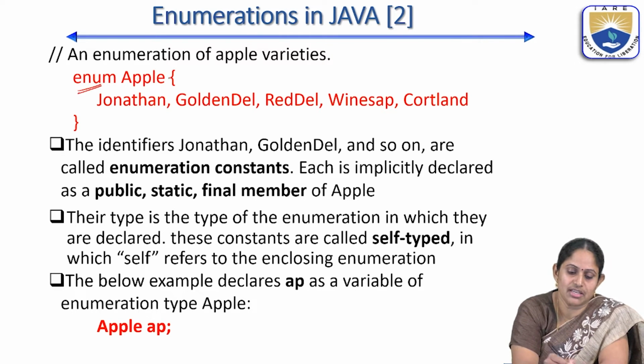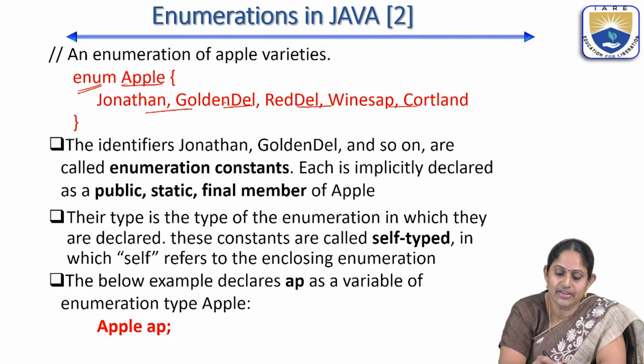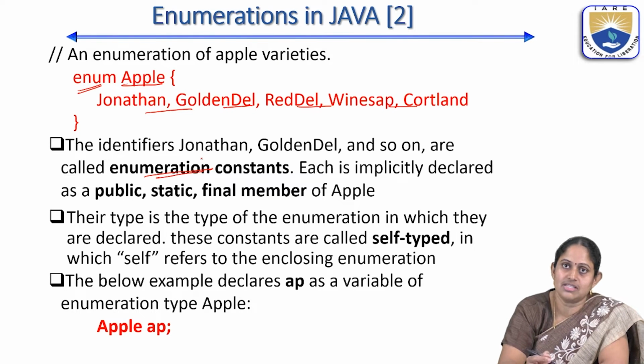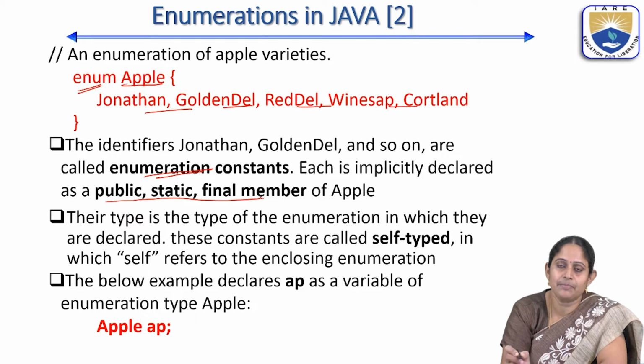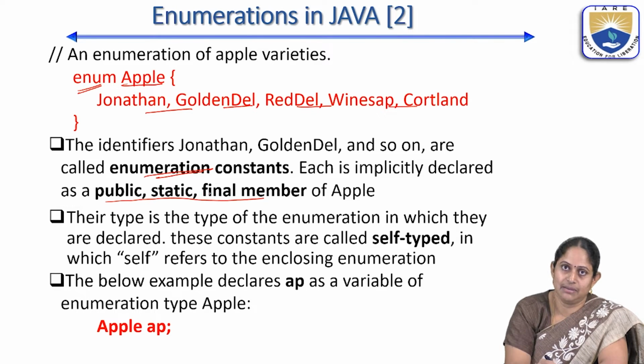We use the enum keyword followed by the name of the enumeration and the members of it. So we are creating an enumeration of apple, having identifiers named Jonathan, GoldenDel, RedDel, Winesap, and Cortland. These are all enumeration constants, which are of public, static, and final type. The enumeration constants used inside any enumeration are always public, static, and final type.